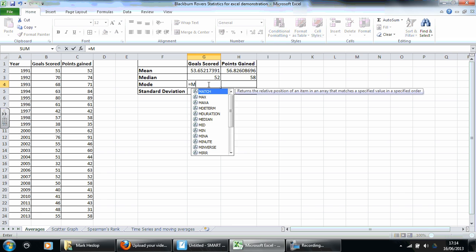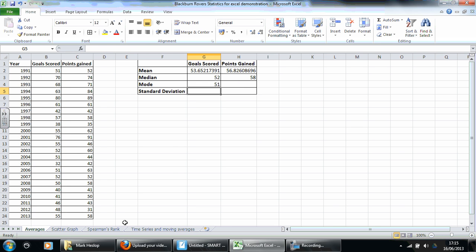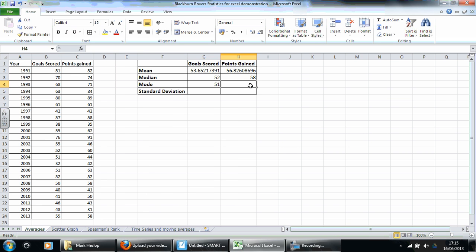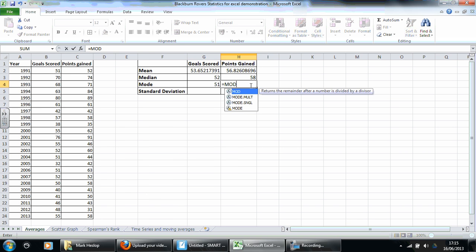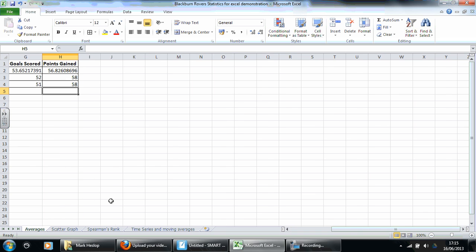The mode, you have a bit of thinking to do. We start putting equals mode, a few different things come up. What we want is this one, mode single. So it's a single set of data we're looking at, not multiple sets of data. So mode single. All this, and this will find us the mode goals scored. 51. Similarly, points gained, mode single. We're looking at this data, the mode points gained. That's 58.